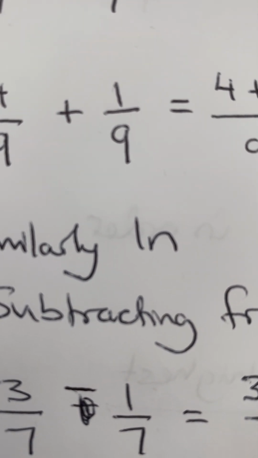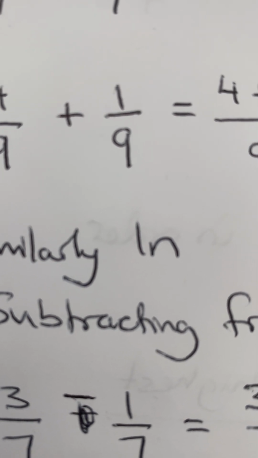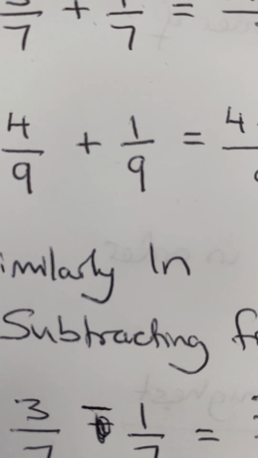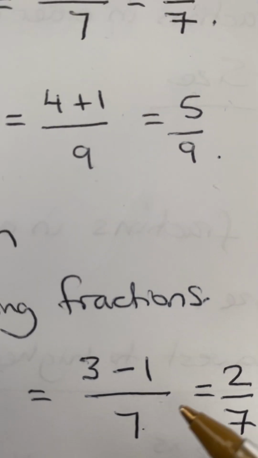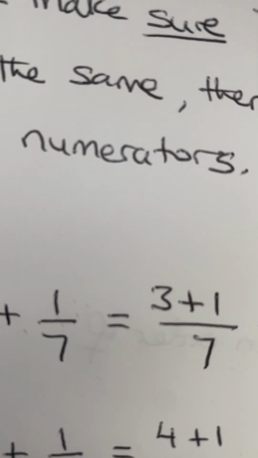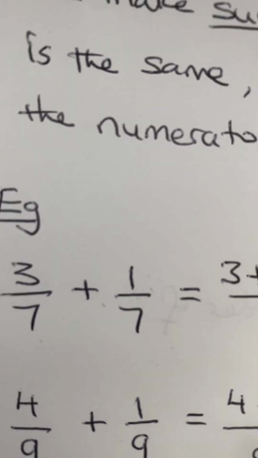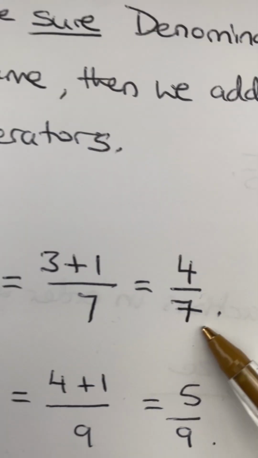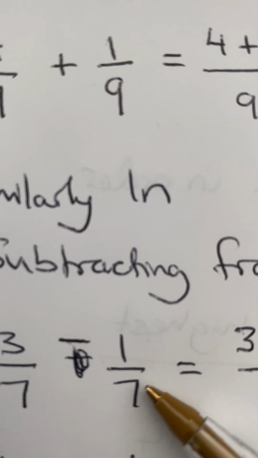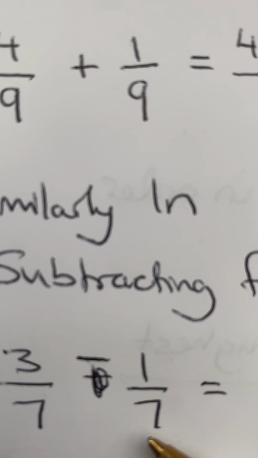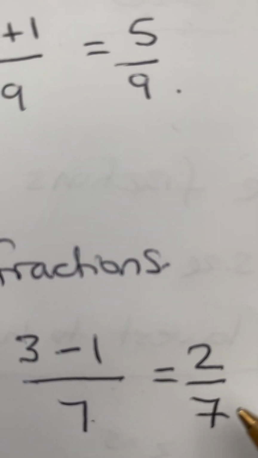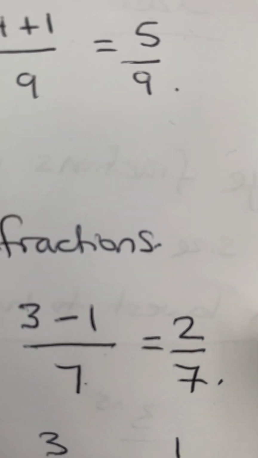So you have a figure over 0. But the denominators are the same, so we keep the denominator and then we subtract. If you are subtracting fractions with the same denominators, you keep the denominator as it is and then you subtract the numerators.